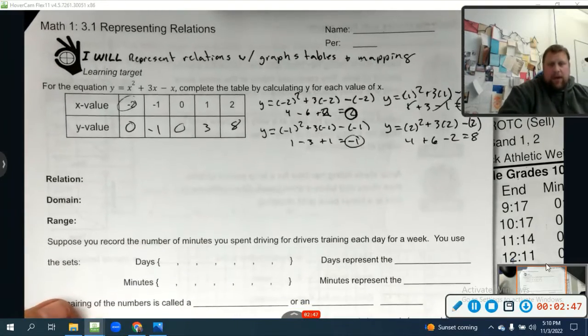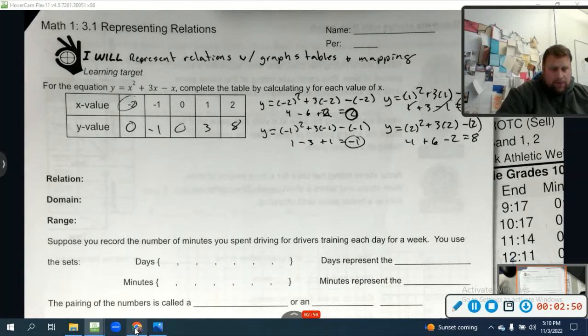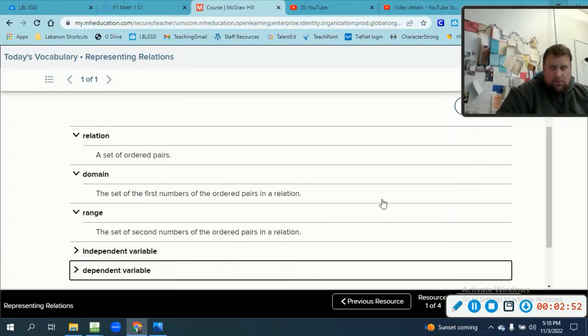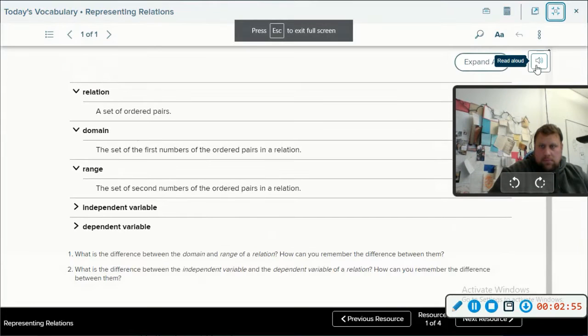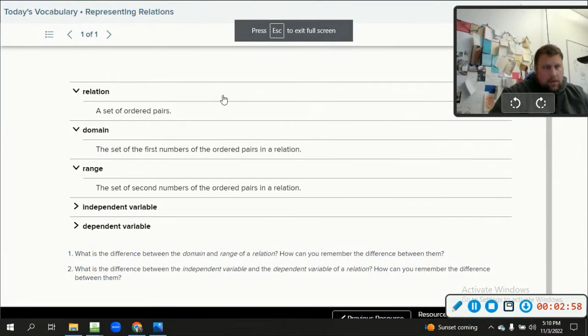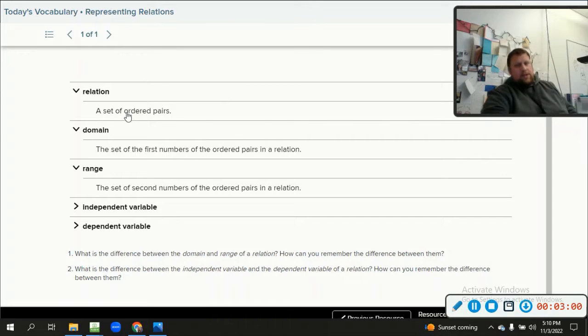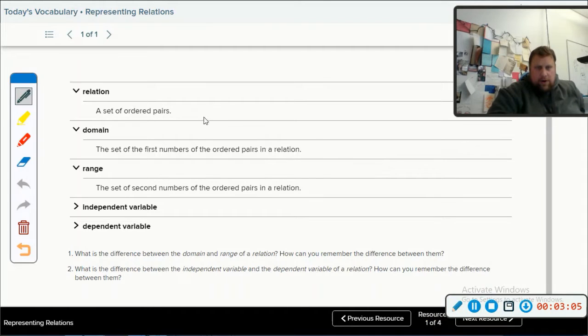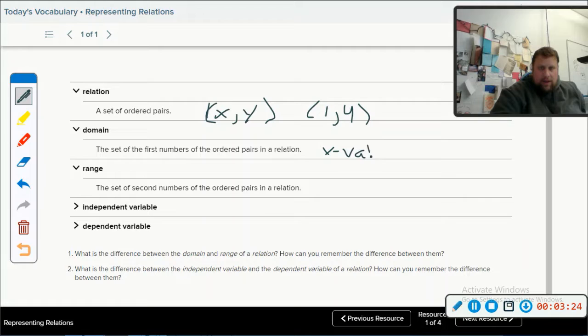Okay, we got some vocab to fill in, so let's go ahead and do that. We're going to pop over to our screen. Boom. And let's go ahead and write that down. Ready, set, go. A relation is a set of ordered pairs. Ordered pairs are anything in the form of x, y. Those are an ordered pair, like the point 1, 4. That's an ordered pair. Domain is the set of the first numbers of ordered pairs. So domain is x values. Write that in.